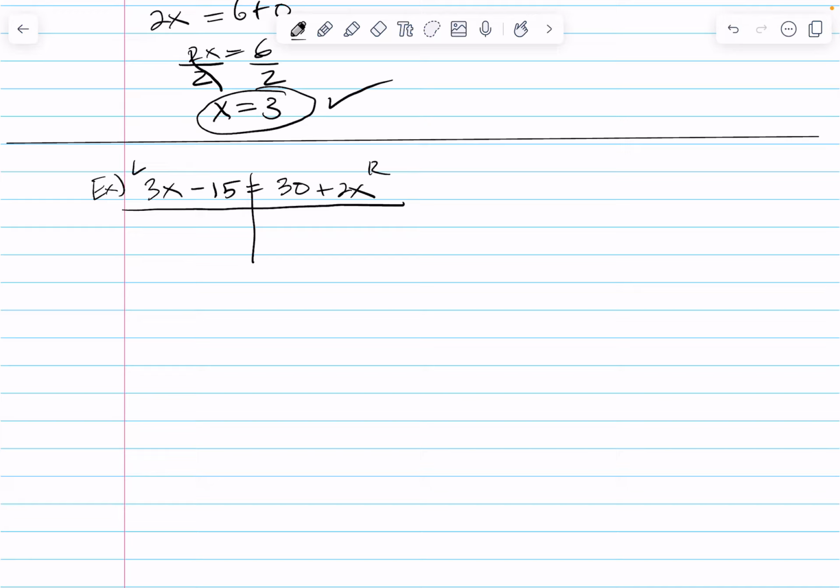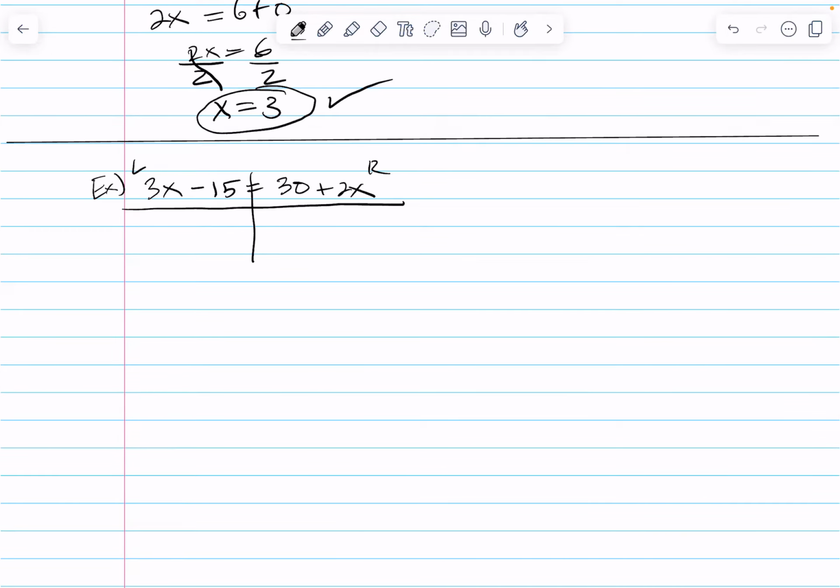So we have a negative 15 here and we have a positive 30. So let's move the 15 to the right side, and how we're going to do that is, since it's negative 15, we have to do the opposite, which is adding 15. This will cancel out, making it 0. And now here, whatever you do on the one side you do to the right side, so you have to add 15 to this side also, which equals 30 plus 15, 45, and the rest of the equation 2x. So now 0 is nothing, 3x equals 45 plus 2x.